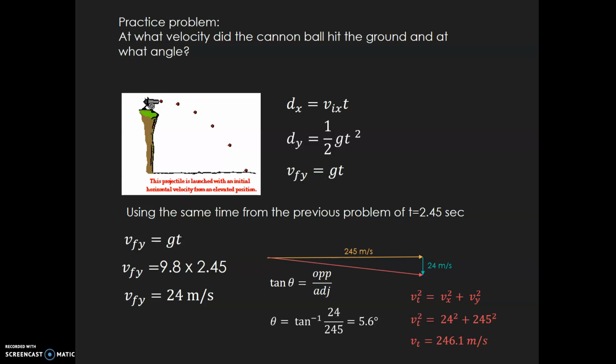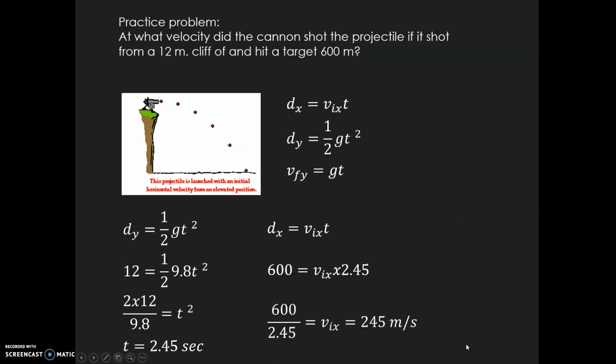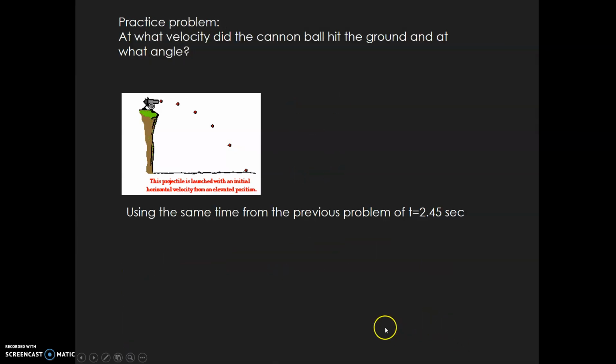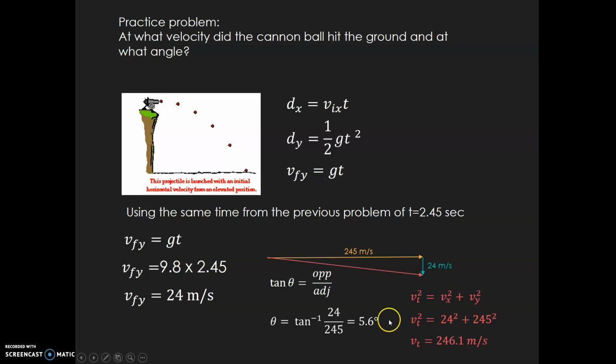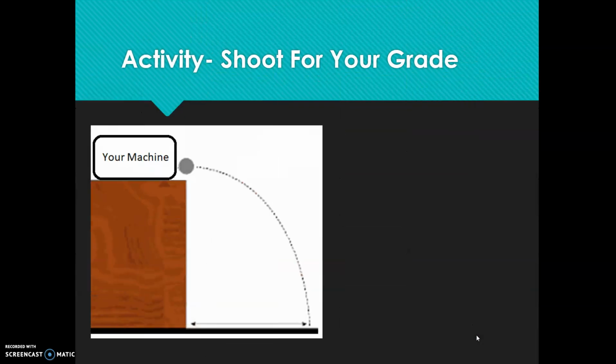And again, we use our velocity in the x direction and square that, plus our 24 in the y direction squared, and then square root the whole thing, and that comes out as 246.1 meters per second. Notice that's a slightly different answer from our previous problem, which was 245, because we are adding ever so slightly some of that y speed. This y speed is speeding it up ever so slightly, so we get a little bit of extra speed when it hits the ground.